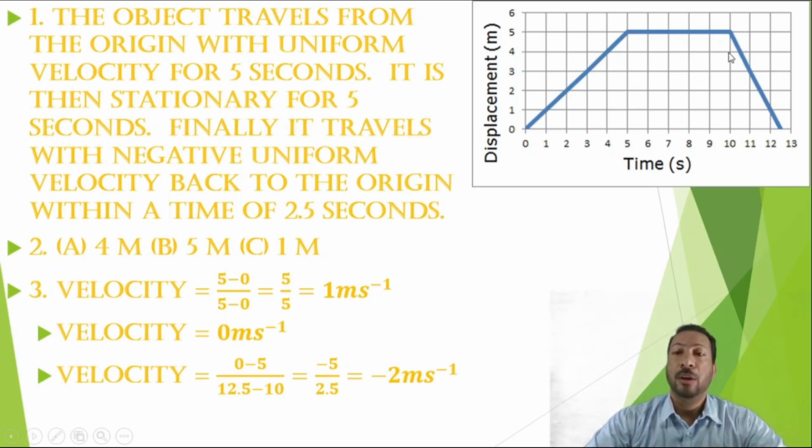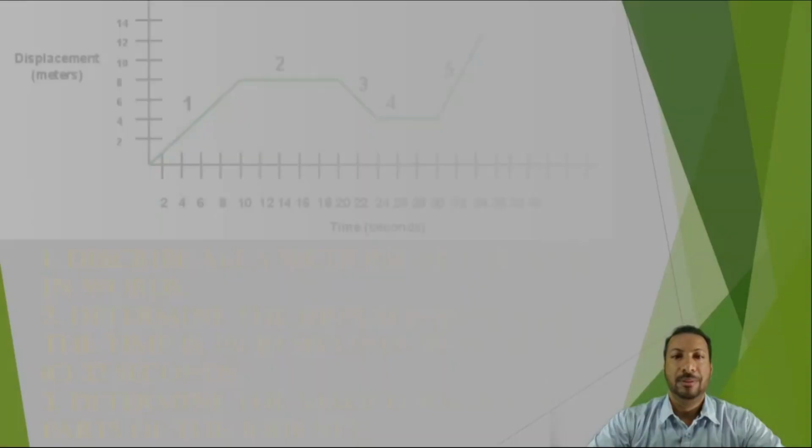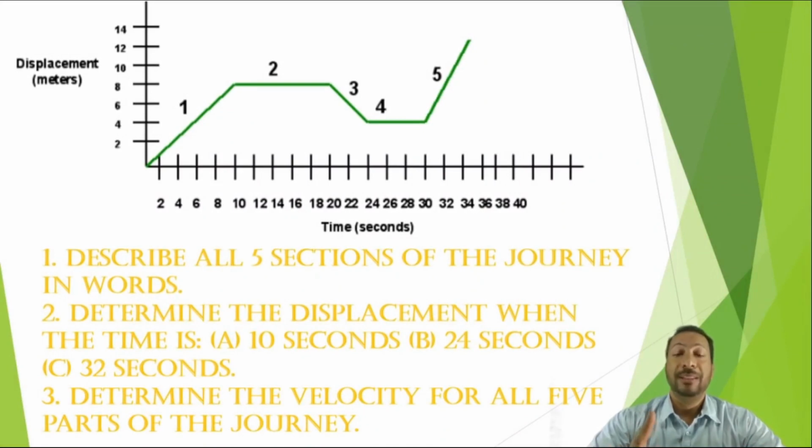What is the velocity for the third part of the journey? Well, it goes from 5 down to 0. So that would be 0 minus 5. And then it goes from 10 up to 12.5. So that would be 12.5 minus 10. So working this one out, we get negative 5 divided by 2.5, which will give us a value of negative 2 meters per second. Since the line is sloping downwards, you should expect to get a negative value. If you do not get a negative value, then that means you are doing something wrong. So go ahead and try this one on your own, and then we'll check the answers in class.